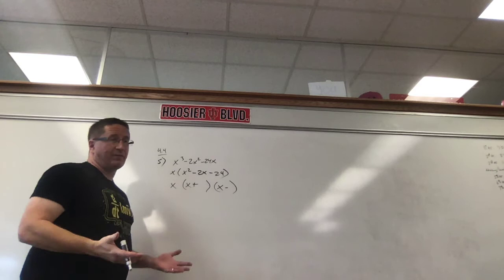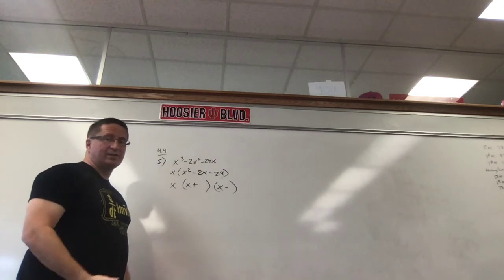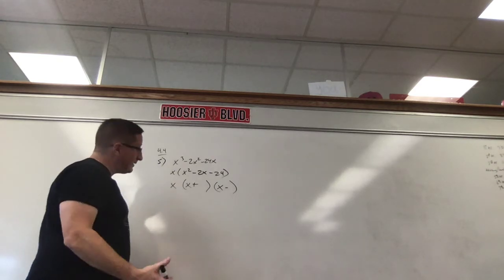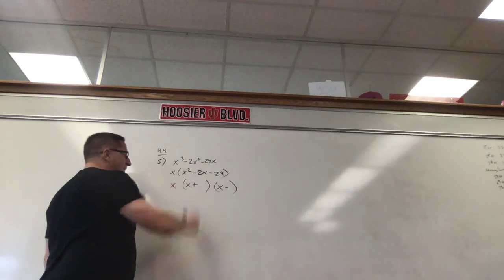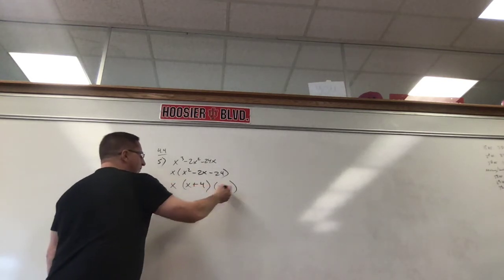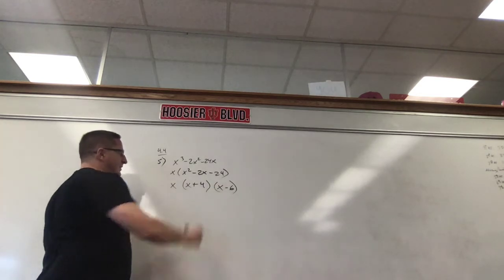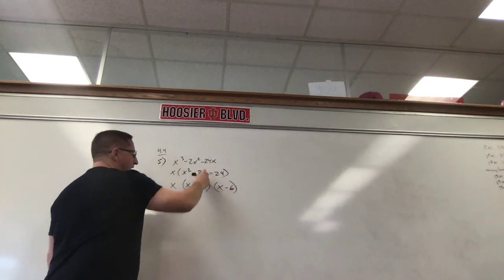Again, I've said before, if you know your times tables, it makes factoring easier. If you don't know your times tables really well, it makes it that much harder. So to multiply to negative 24 and add to negative 2 would be a positive 4 and a negative 6, because they multiply to negative 24 and add to negative 2.